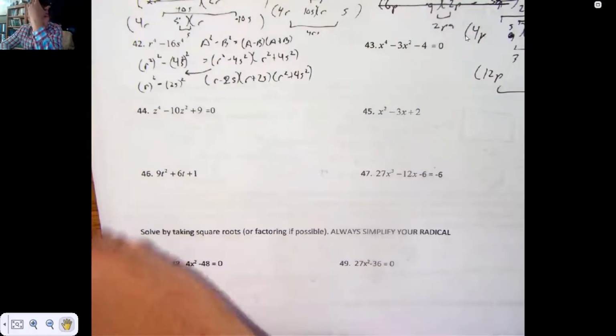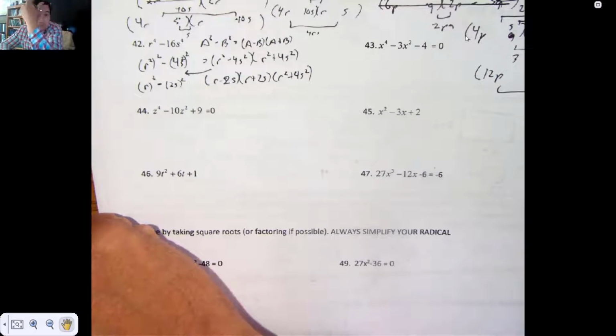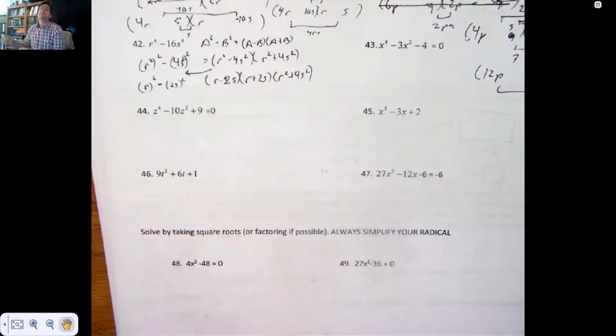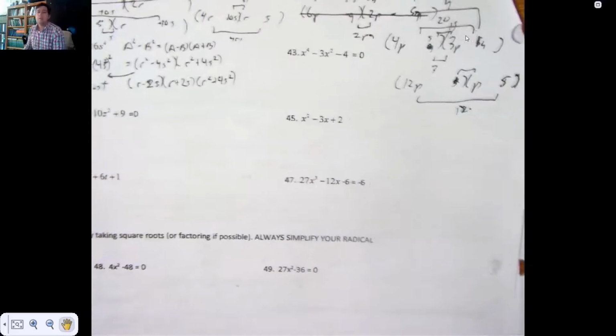There's always some kid who wants to factor the sum of two squares, but there's no pattern for it. It will not factor, not with real numbers. It takes imaginary numbers. 43 has equality, which means we actually get to figure out what x is. It's not a hard one to factor.